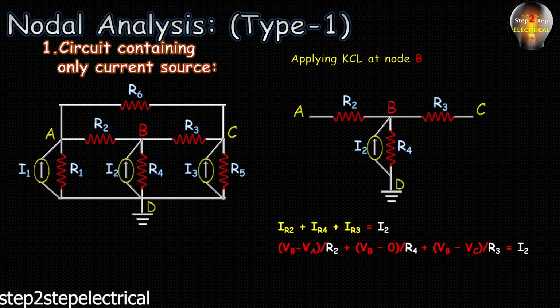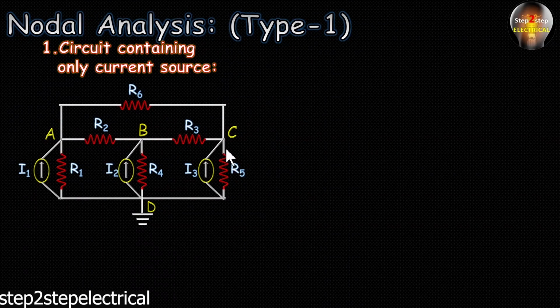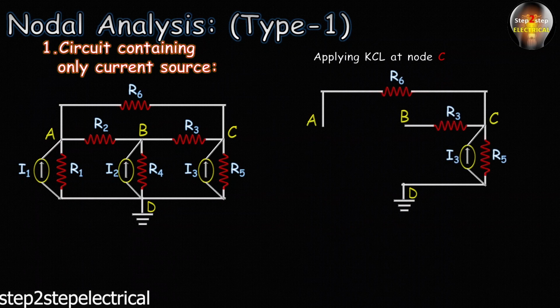Similarly, we will also apply KCL at node C. So let's move ahead. Once again, as we apply KCL at node C, for our ease and convenience, we will omit all other elements and branches that have no concern with node C. Now it's time to apply KCL at node C, and we will get the network like this.